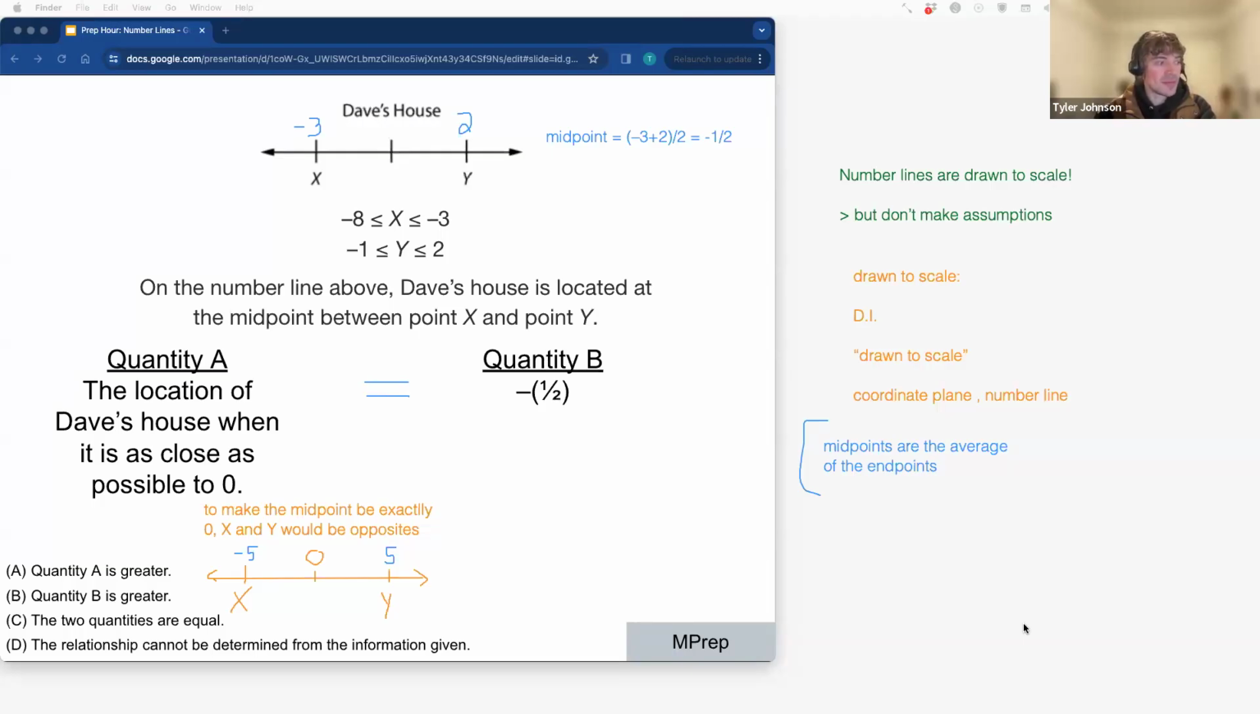Okay, so we had fun with midpoints. We're going to check out some other number line related stuff next. Here is another quantitative comparison. I'll give you a few minutes.